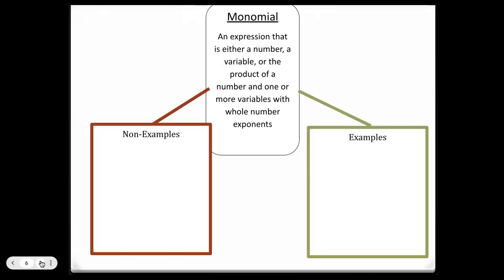So it's an expression that's either a number, a variable, or the product, meaning held together by multiplication, of numbers and variables. The other important part is the variables have to have whole number exponents, so no negative numbers, fractions, no decimals. So here's an example. 10, 4x, plain old numbers and products.